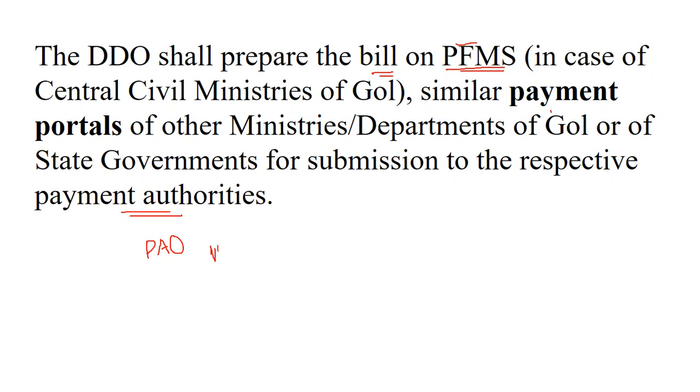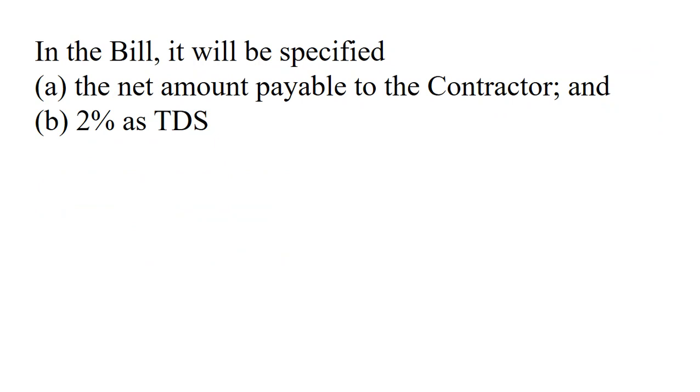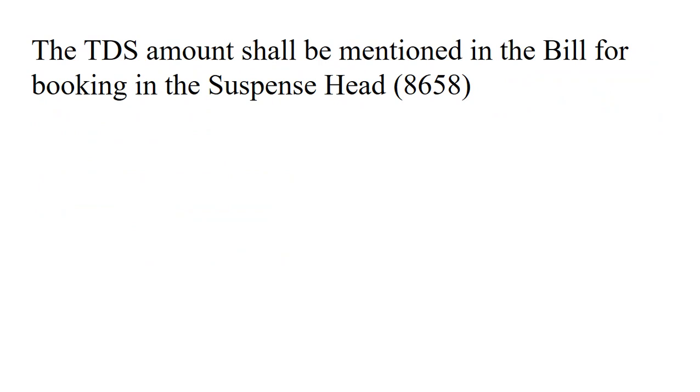So in our case, the DDO will prepare the bill, and since we upload neither on PFMS nor on any other portal, we will present the bill to the treasury, and in the bill we will specify the net amount payable to the contractor and the 2% amount as TDS. And this TDS amount so deducted should be booked in the suspense head 8658. It is the suspense head for the time being. So the TDS amount shall be mentioned in the bill for booking in the suspense head.